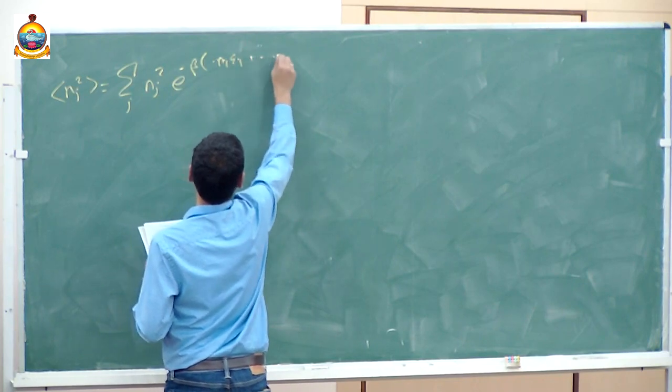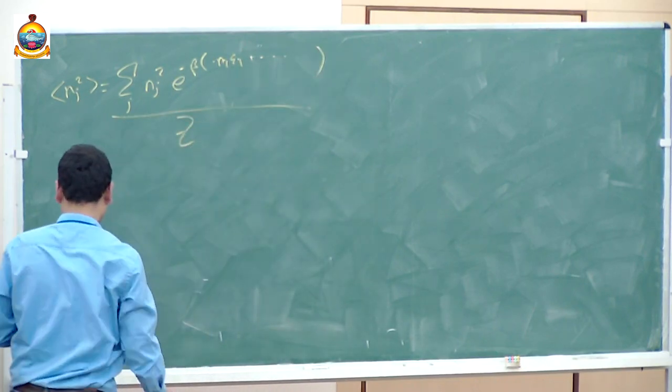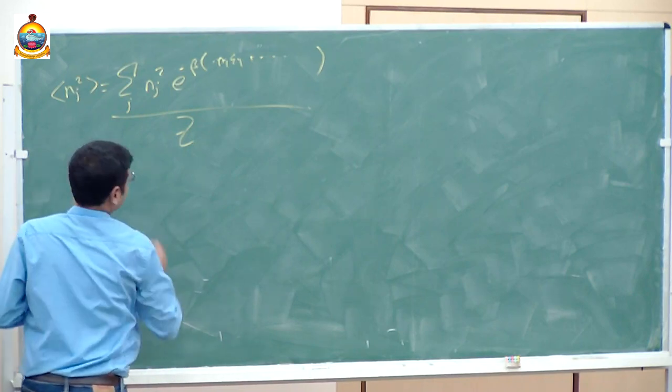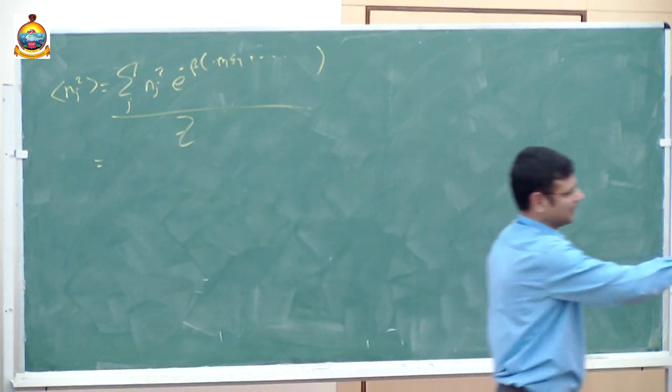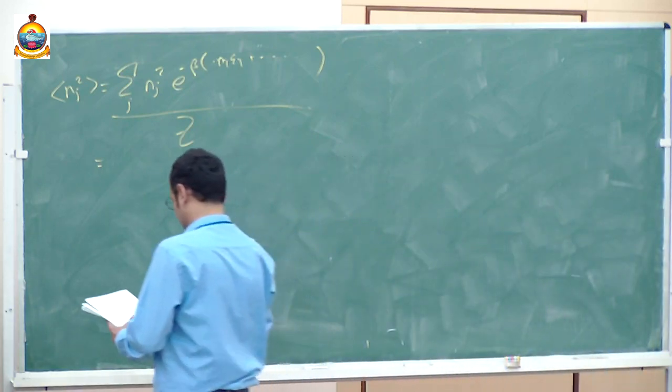N1 E1 plus ... right? Divided by of course the partition function again, right? Now we used a trick to get expectation nj. We differentiated once with this kind of a thing, right? So now here what we'll do is differentiate twice and then we'll pull out these factors.